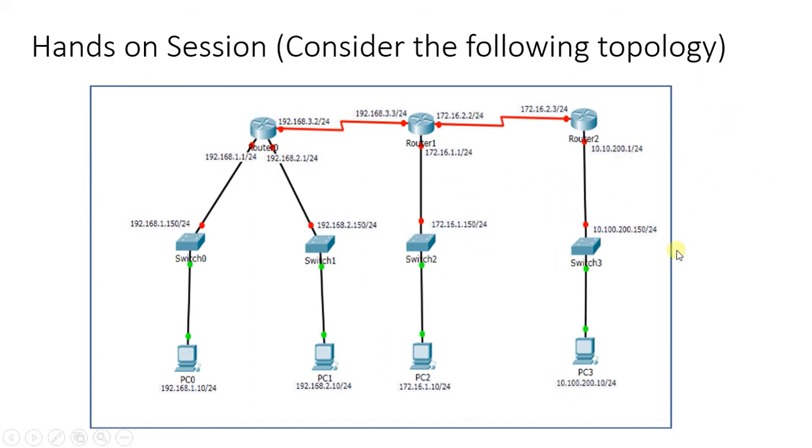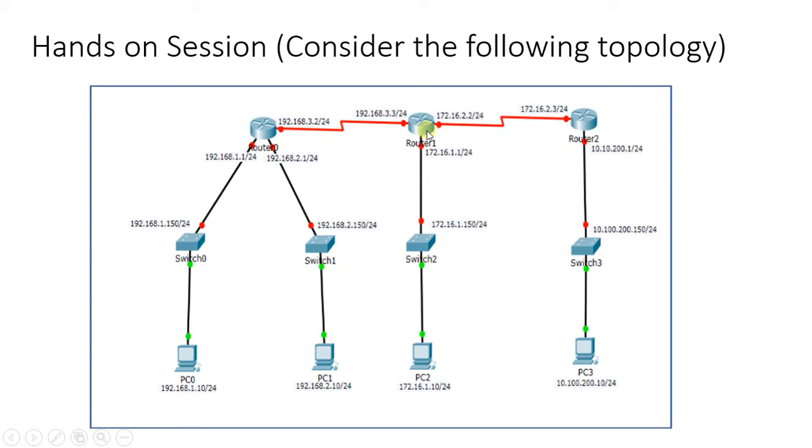As we have taken the same topology for configuring static routes, and we have discussed what are directly connected networks as well as the remote networks. Now if we see for router 0, the directly connected networks are 192.168.1.0 network, 192.168.2.0 network, and 192.168.3.0 network. These are directly connected networks. And for router 0, this 172.16.1.0 network, 172.16.2.0 network, and 10.100.200.0 network, these are remote networks.